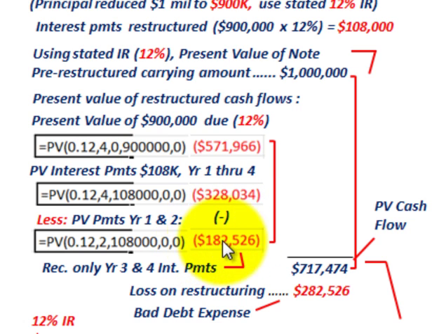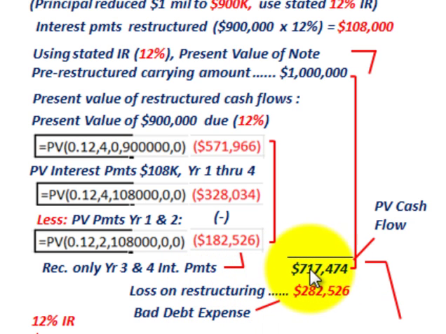That's the important point here. So we subtract out $182,526 from our net amount up here, and we're going to come up with the present value of the cash flows at $717,474.